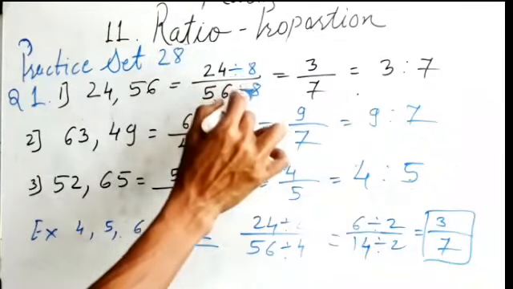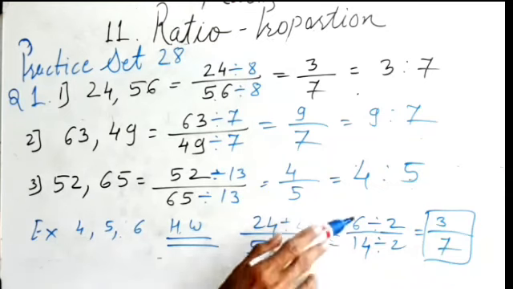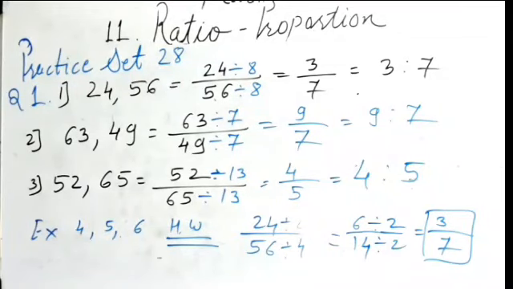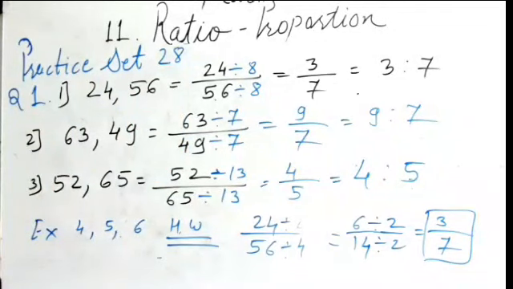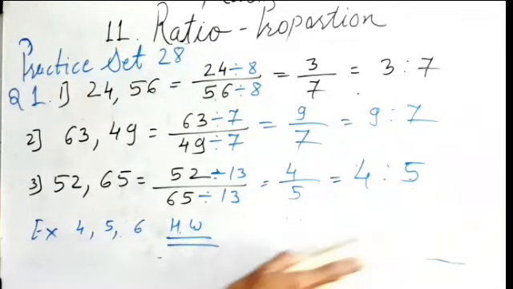Only once when I divided by 8, I got directly the answer 3:7. But if you divide with 4 first, you will get 6 upon 14. Again you have to divide with 2, then you will get 3 upon 7. Okay, so you can go this way also. But better if you know the highest common factor, in one step only you get the answer. Okay, so this is all about question 1.